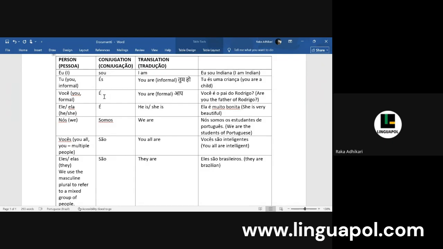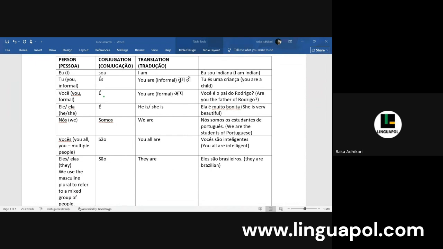तो इसका मतलब you ही है पर ये formal है, आप. और तू और वुस्से के बारे में हमने ये भी सीखा था that in European Portuguese we use two different words, that is tu and você. Tu for informal, você for formal. But in Brazilian Portuguese there is only one word which we use, that is você.